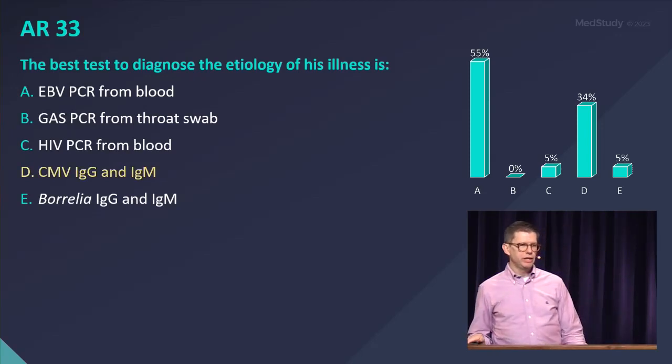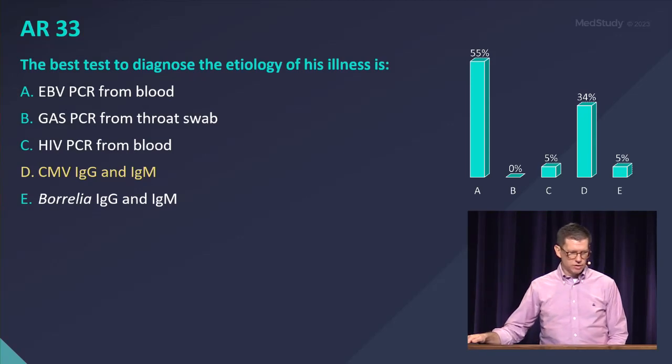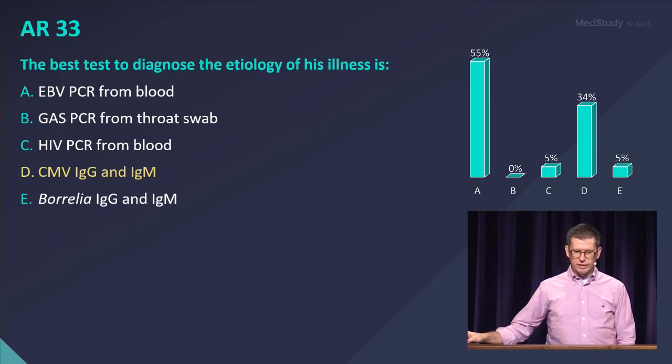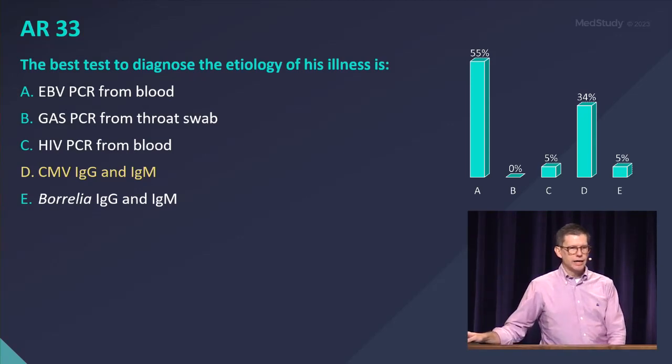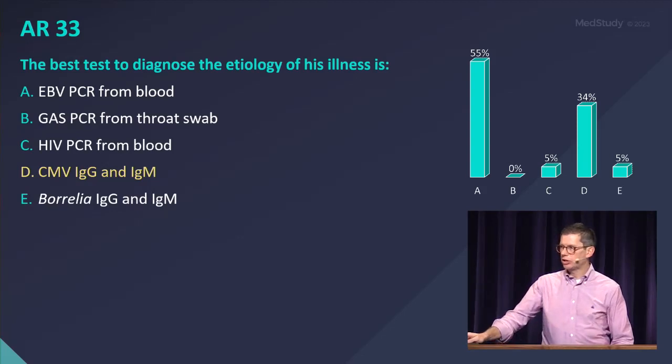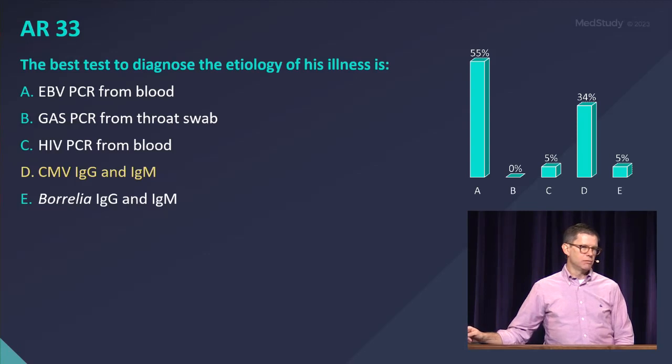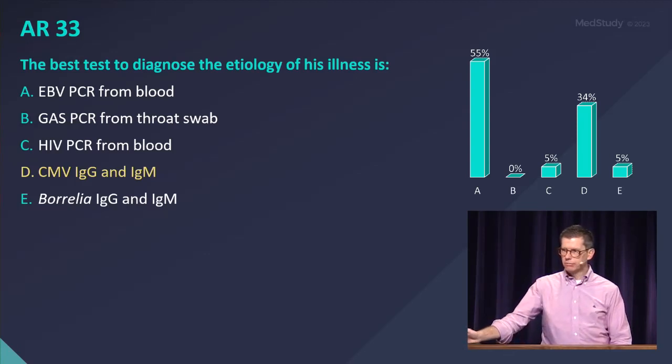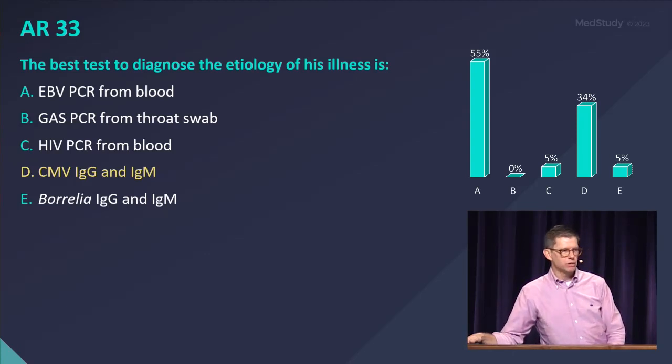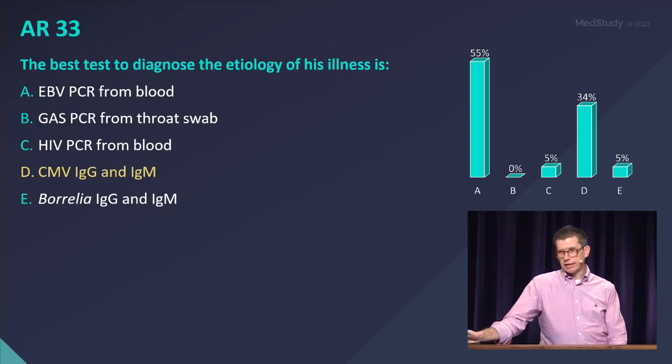All right, so CMV, IgG, and IgM. Most people picked an EBV PCR from the blood. It's pretty rare that we actually need an EBV PCR from the blood. That's usually in your immunocompromised patients. So this kid has mono, right? Significant other had mono a month ago. Kid has what sounds like mono, but this kid's mono is due to CMV, not EBV.